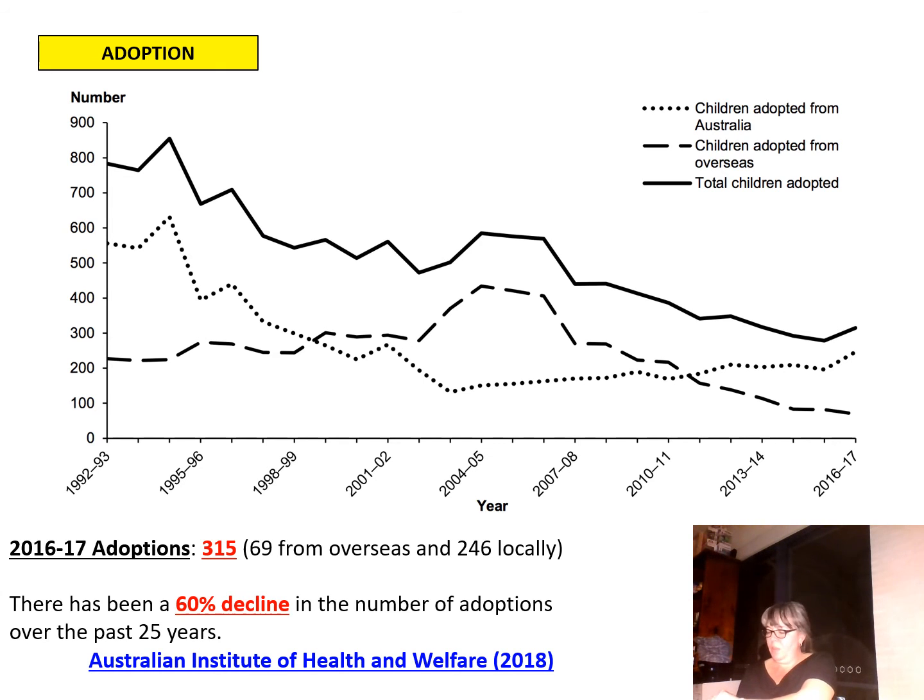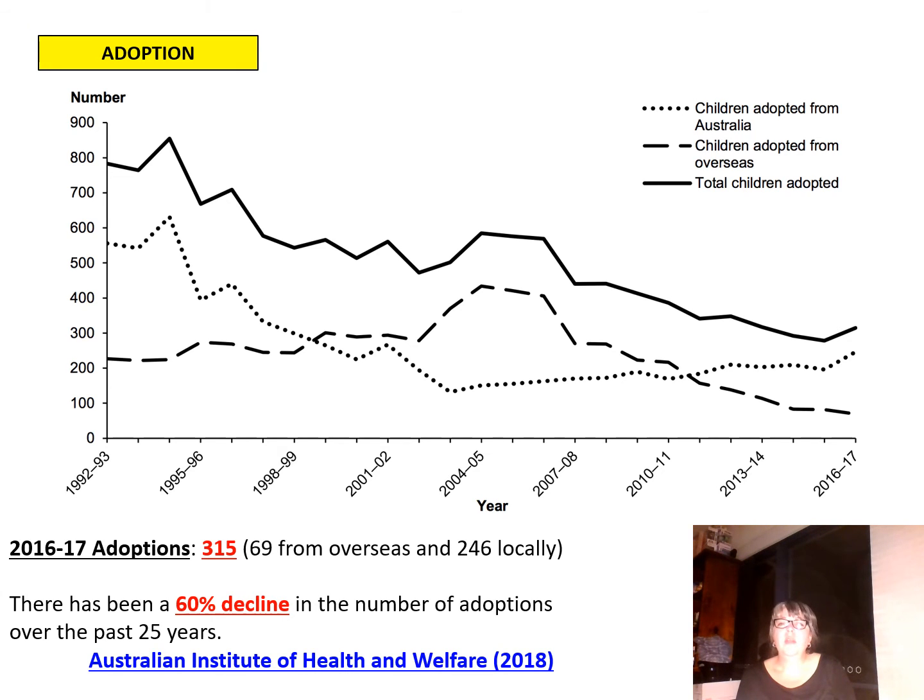Okay, so we've got here adoption rates. Our small dotted line is children adopted from Australia. You can see between 92 and 96 it was relatively high, and then it started to decline. Just a tiny bit of an upswing from 2011 to 2017, but not much.